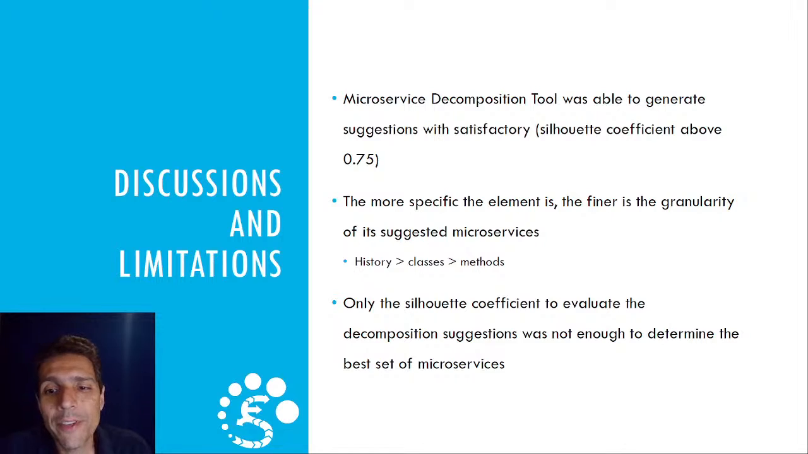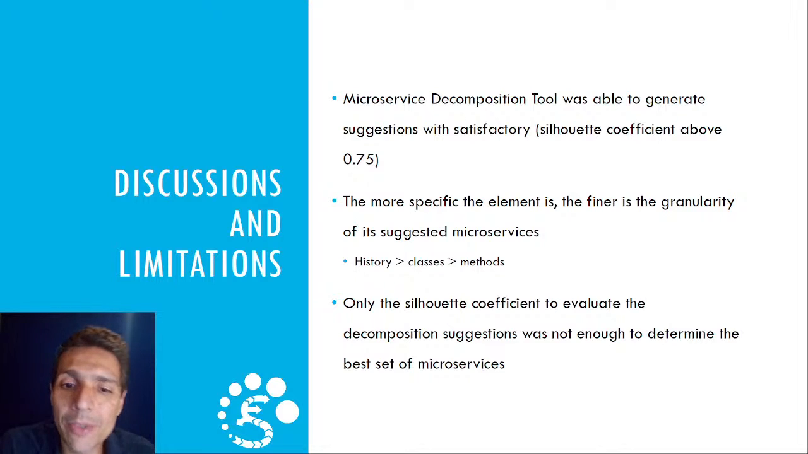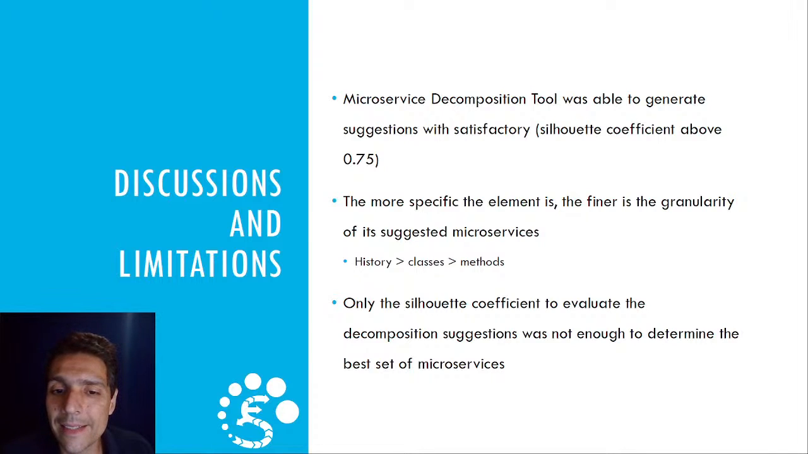Only the silhouette coefficient alone was not enough to determine the best set of microservices. This is important to notice, to show this limitation. We can actually control the number of microservices and the coupling among the microservices, but we can't actually choose which set of microservices is best. Whether the methods are best, or the change history, or the class-based decomposition, we would need a software engineer to analyze each suggestion deeper and assess which one would be better.